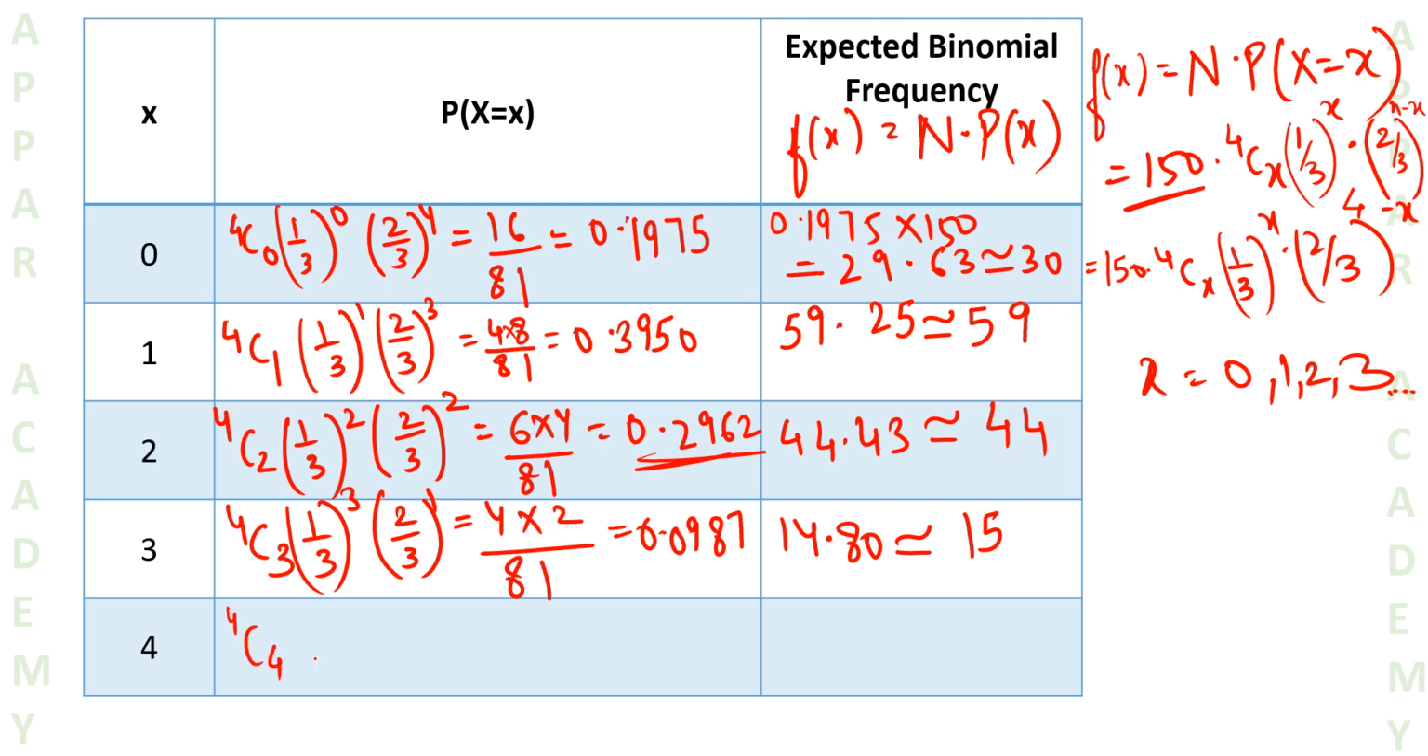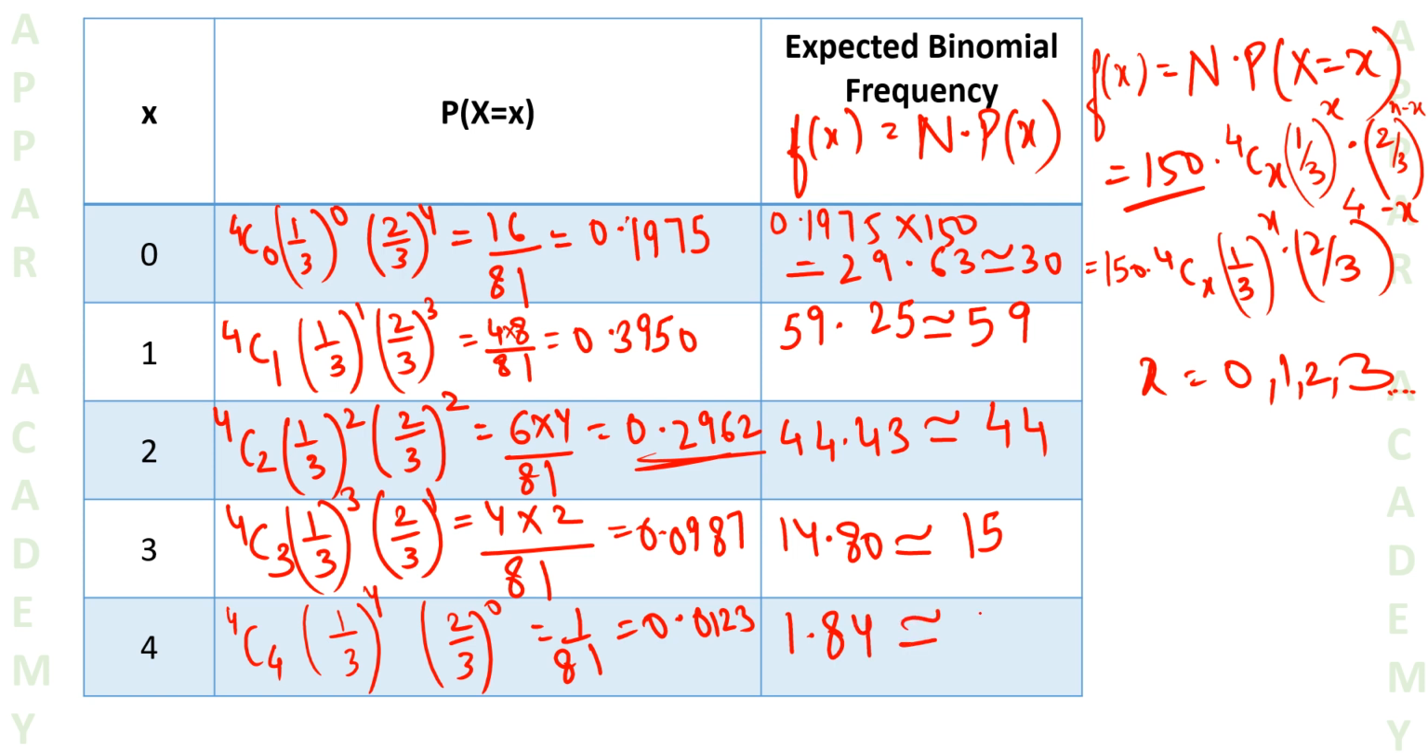Last, 4C4, we know this is already equal to 1. 1 by 3 to the power 4 into 2 by 3 to the power 0. This we clearly know is 1 by 81, which is equal to 0.0123. Right? So now when multiplied by 150, we'll get this as 1.84, which is approximately equal to 2. So this is how we have calculated all our expected binomial frequencies.